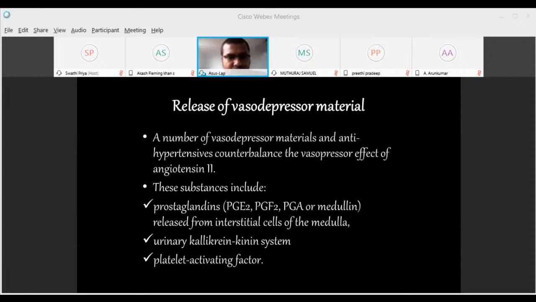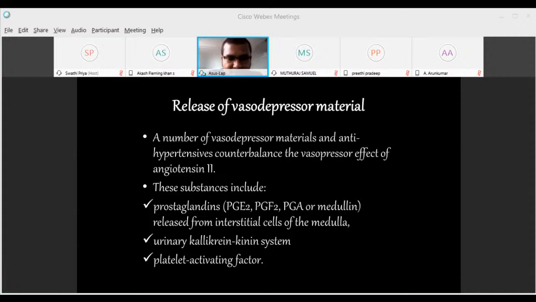These substances include prostaglandins. Prostaglandin is also one of the hormones produced by the kidney, mostly secreted by the interstitial cells of the medulla. The main function of prostaglandin is vasodilation. Vasoconstriction and vasodilation, that is, constriction and dilation of the blood vessels, is the main function of prostaglandins.